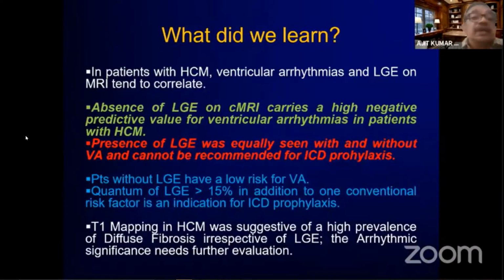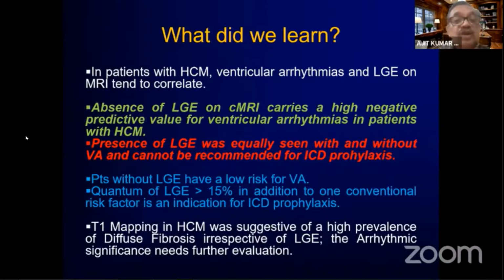So what did we learn? We learned that in patients with hypertrophic cardiomyopathy, ventricular arrhythmias tend to correlate with LG on MRI. The absence of late gadolinium enhancement on MRI carries a high negative predictive value for ventricular arrhythmias. Presence of LG was seen equally with and without ventricular arrhythmias, and by itself cannot be recommended for ICD prophylaxis. It's a very important statement.